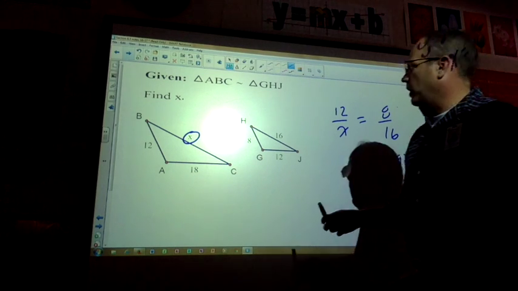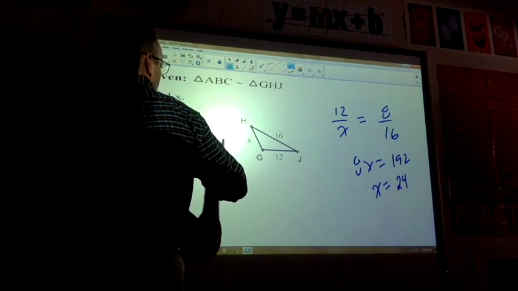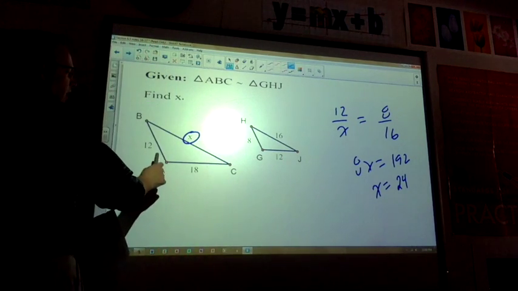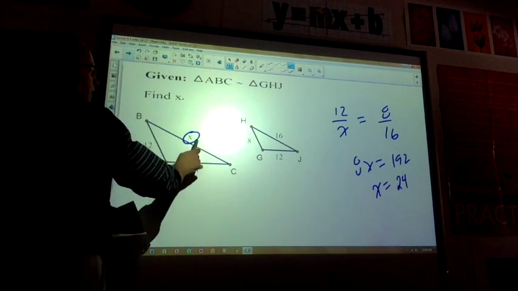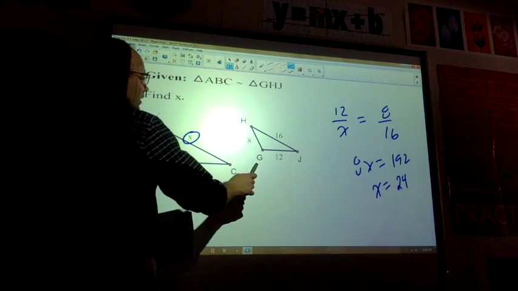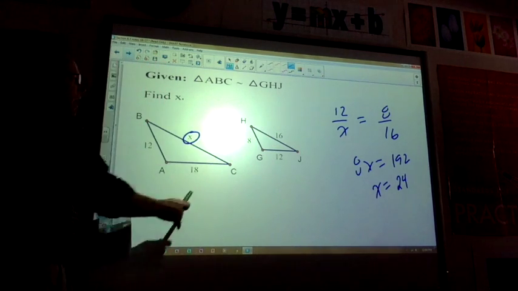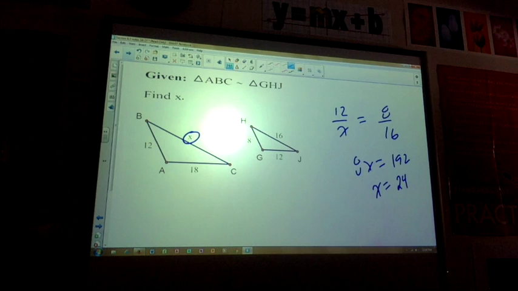Okay, again, could I have done 18 to X and 12 to 16? Yes. Could I have done 12 plus 18 plus X and then over that ratio? As long as I have two things that I compare that are the exact same thing equal to two other things, then we should be able to do the ratios without any problem. And we have a theorem.